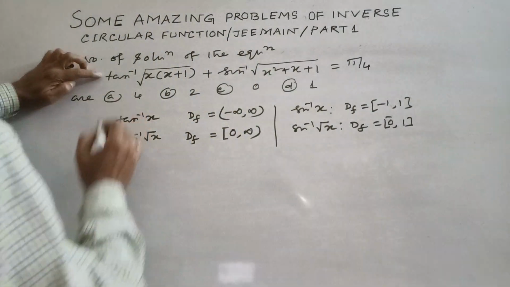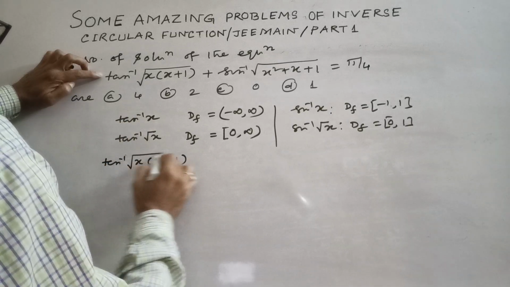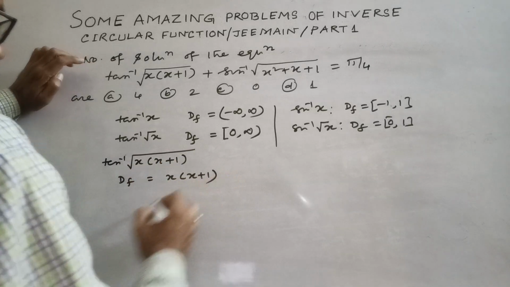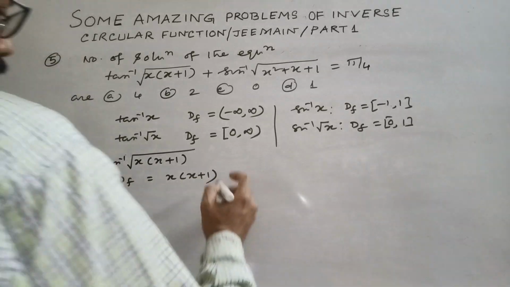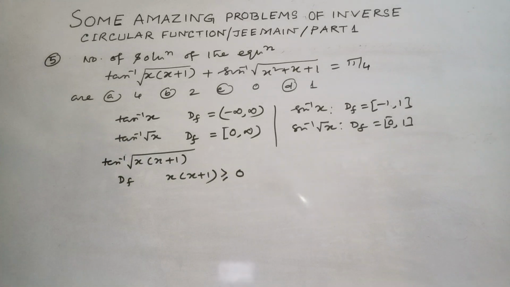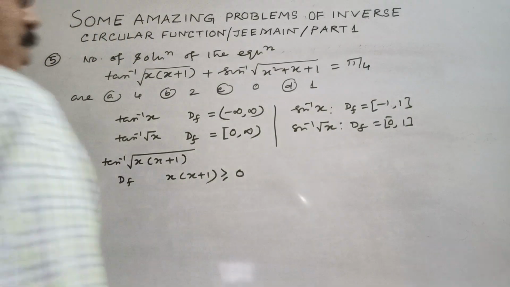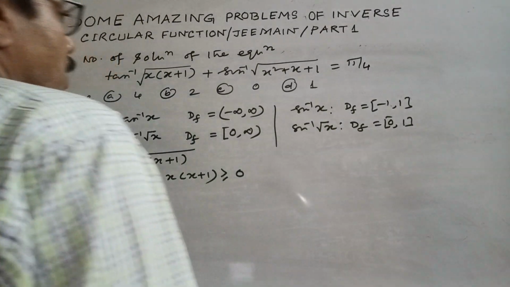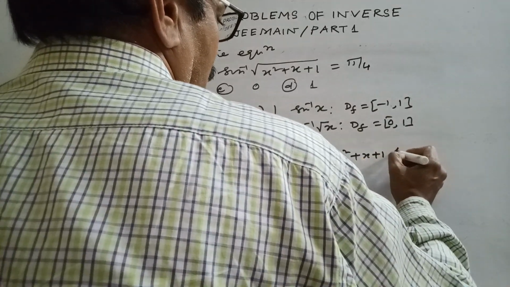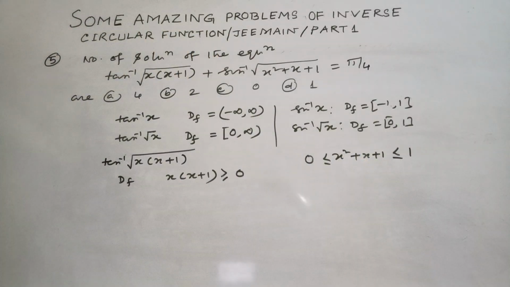Now tan inverse of root x into x plus 1. So what is the domain of f? x into x plus 1 greater than or equal to 0. So we are getting x into x plus 1 greater than or equal to 0. And look, this is the domain of sine inverse of root x square plus x plus 1. So this lies between 0 to 1.